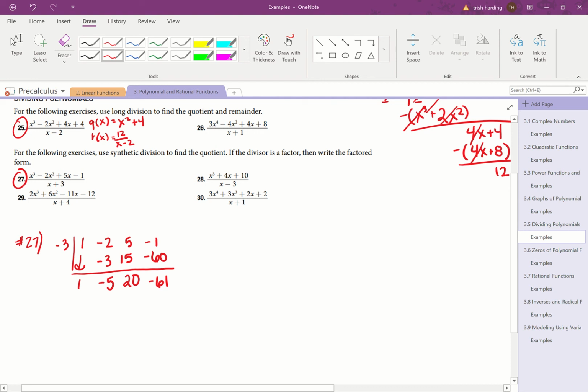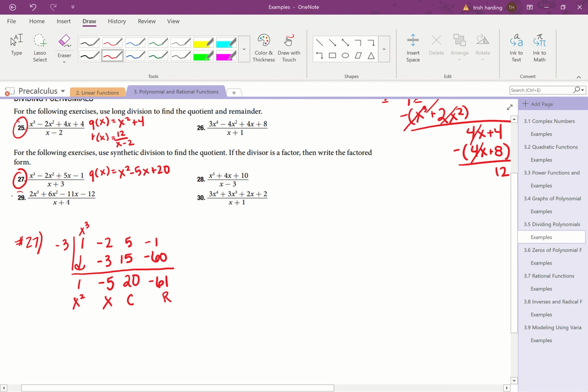So is it a factor? The remainder is not 0, so no, it is not a factor. So if we started at x cubed, we would start now at x squared. So the quotient would be x squared minus 5x plus 20.